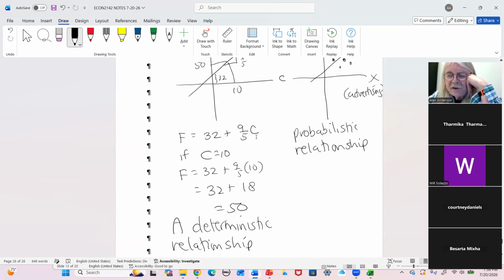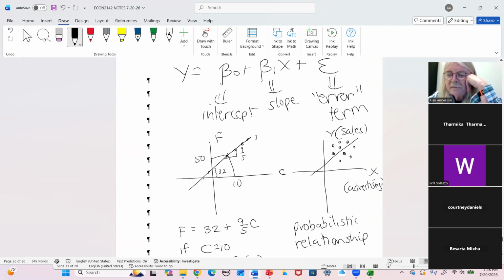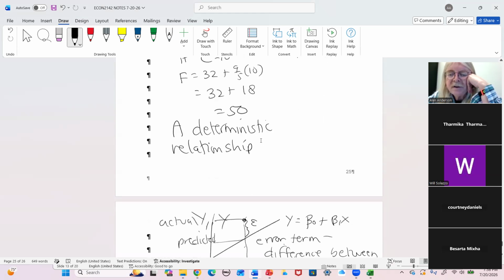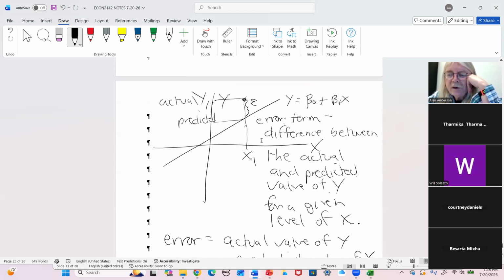Here, the relationship between sales and advertising doesn't work that way. There could be other factors in here that we're not capturing. And let's face it, this is based on human behavior, which can change at a moment's notice. So this relationship is not as precise. So the error terms are there to capture how far away we are from the actual predicted values.